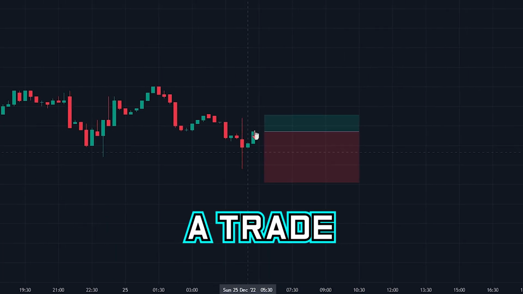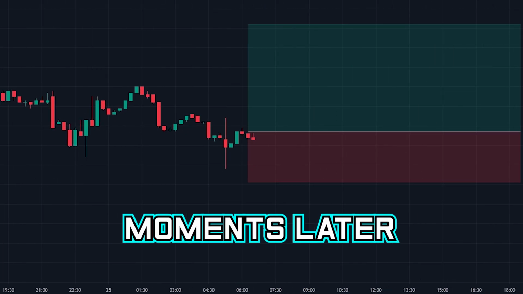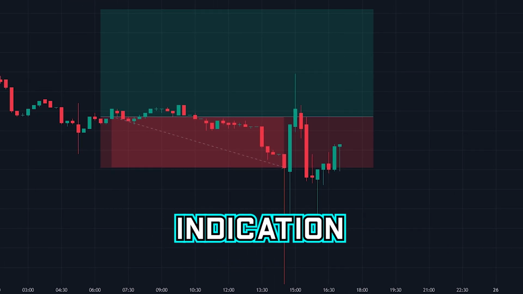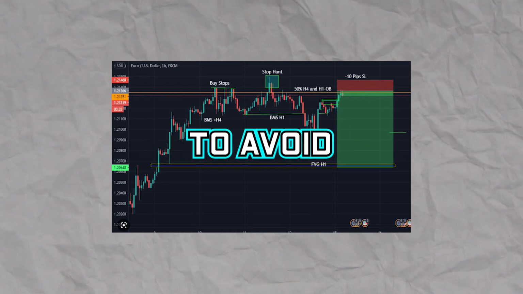Have you ever entered into a trade only for your stop loss to be hit moments later because of a massive wick or candlestick that seemingly appeared without any indication of it happening? This is what the ICT method allows you to avoid.